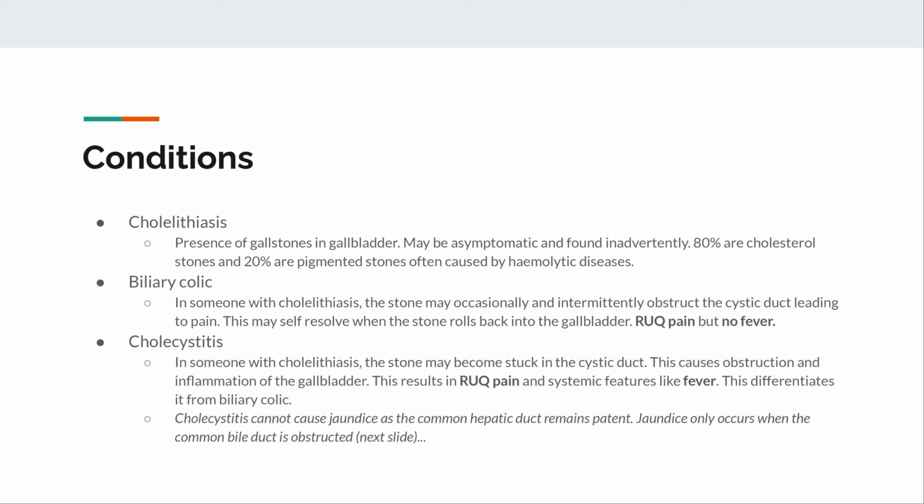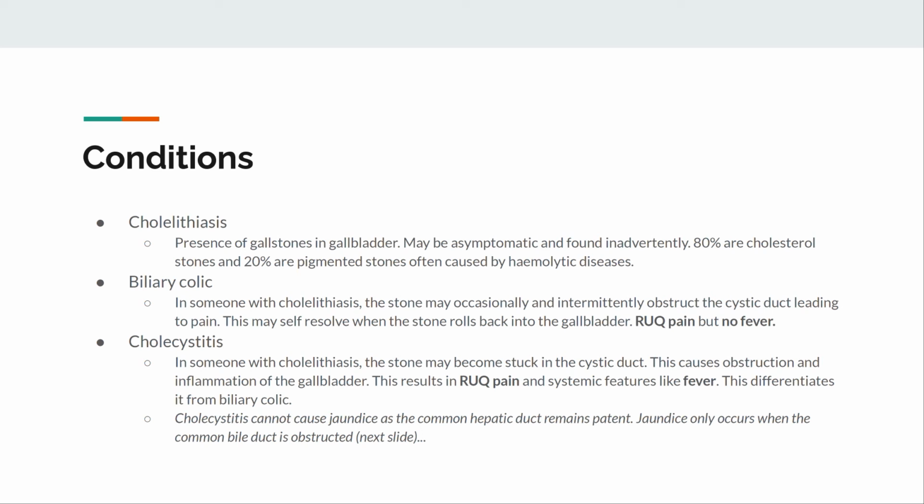Cholecystitis is when someone with cholelithiasis gets an obstructed cystic duct from that stone being permanently stuck there. That obstructs the gallbladder, leading to inflammation, causing severe right upper quadrant pain, with systemic features like fever. It's the fever that differentiates it from biliary colic, because you've got an actual inflammatory process with infection going on.